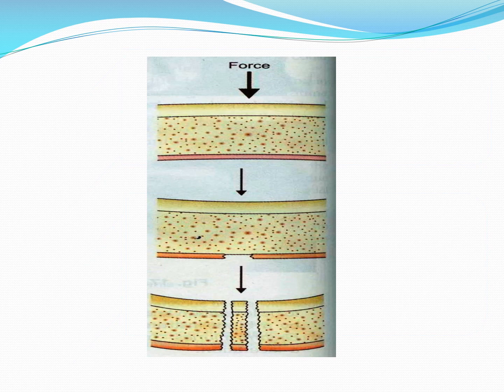This is the diagrammatic representation of the local force acting on the bone. That is, when the force is applied on the outer table, it goes inward and then the bulging occurs at the inner table. So when the force exceeds the elasticity of the bone, the fracture of the inner table occurs first and then the outer table.